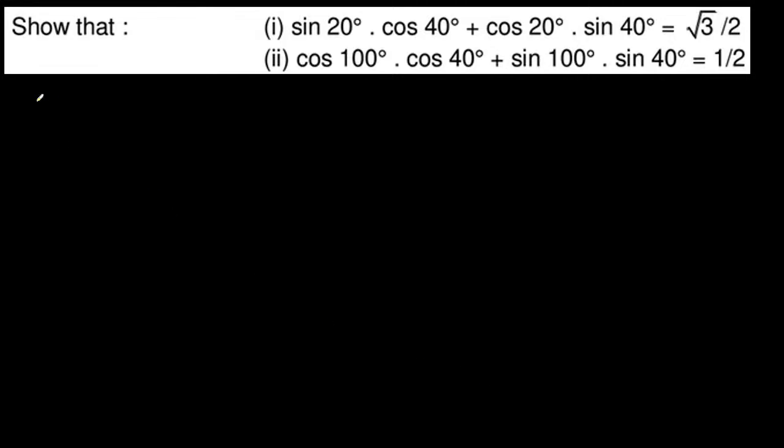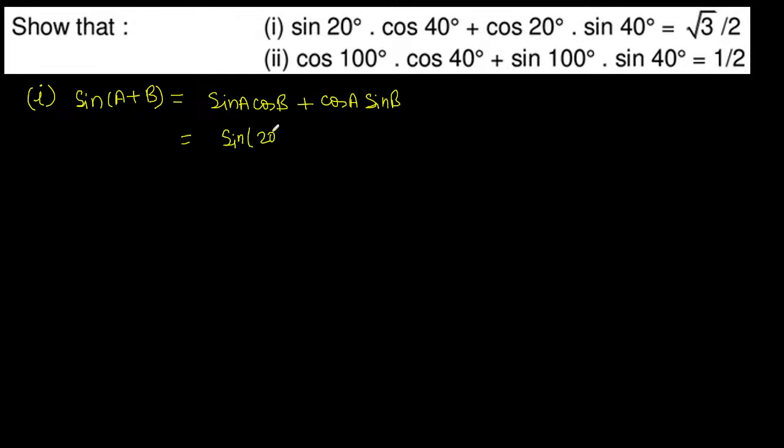So I want you all to solve this question. This is question one. sin A cos B + cos A sin B. If you remember, sin(A+B) is equal to sin A cos B + cos A sin B. So if you put it, it is nothing but sin(A+B), which is sin 60 degrees, which is equal to root 3 by 2.